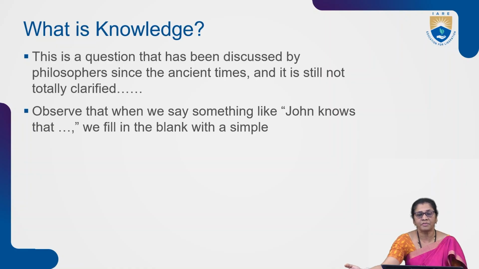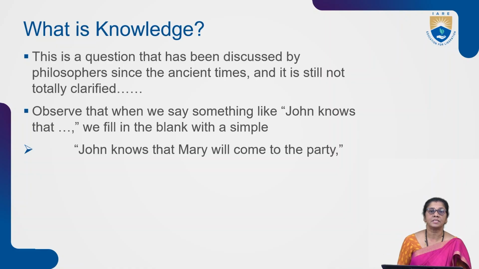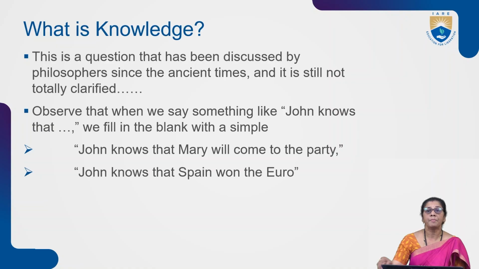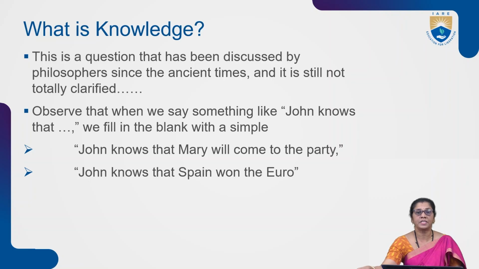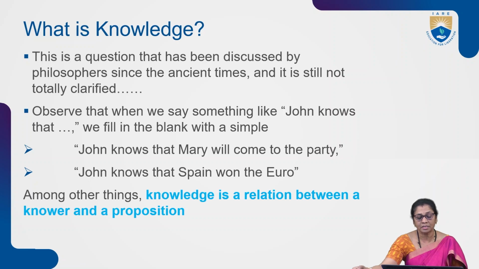First, for example, we'll say John knows that, and we fill in the blank with a simple declarative sentence. John knows that Mary will come to the party, and we can also fill the blank as John knows that Spain won the Euro. So here, what is knowledge? Knowledge is a relationship between a knower and a proposition. So what is the knower in the above sentence, and what is the proposition?